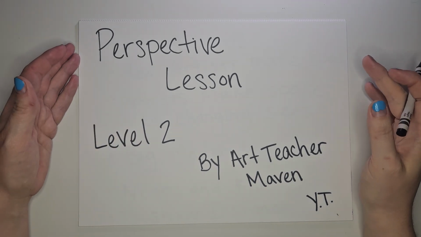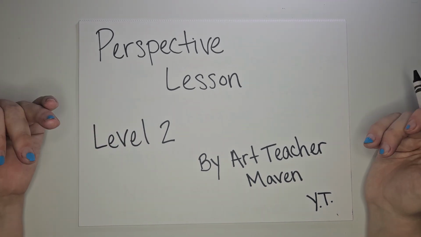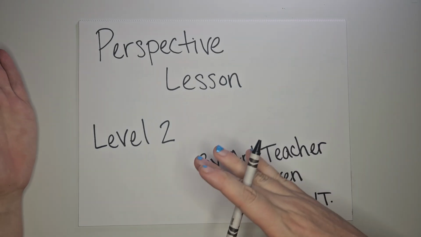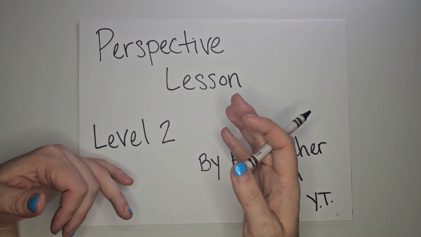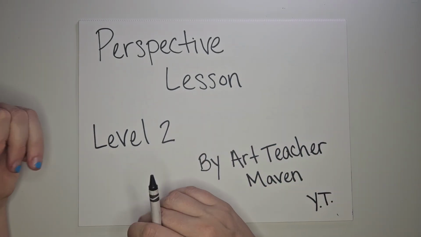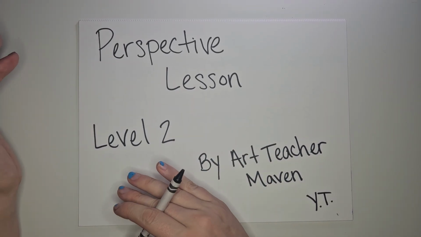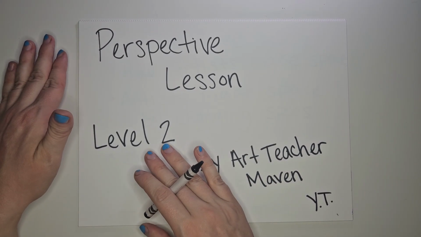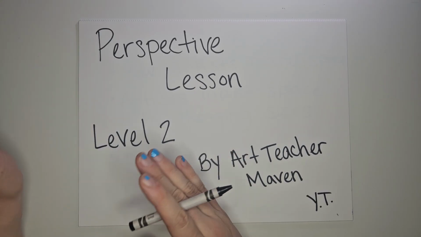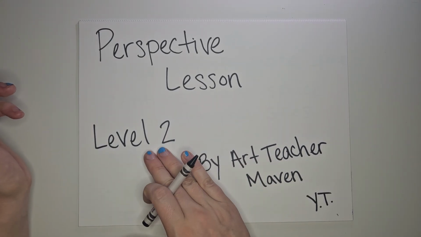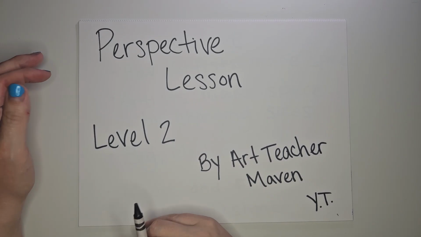This lesson is about perspective for usually first graders. So I call this level 2 because in kindergarten they get an introduction to perspective. So this is level 2. If you are looking for level 1, you'll be able to search that video in the playlist called Perspective Lessons, and it will be labeled as level 1.